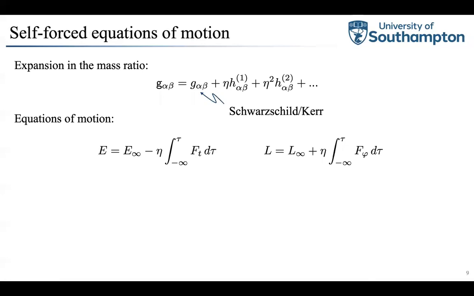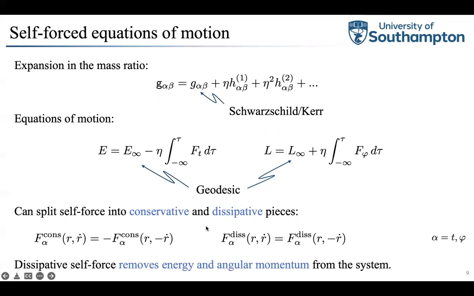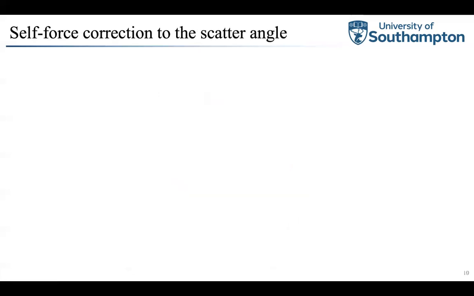Restricting ourselves to first order, the equations of motion are given here. The energy and angular momentum are now no longer constants. We have the geodesic terms as the 0th order, and then we have retarded integrals of the self-force. These are the time and azimuthal parts of the self-force along the orbit of the particle. One thing we can do is split the self-force into conservative and dissipative pieces using the symmetry relation shown. And just to be clear, the dissipative self-force is the part which removes energy and angular momentum from the system.